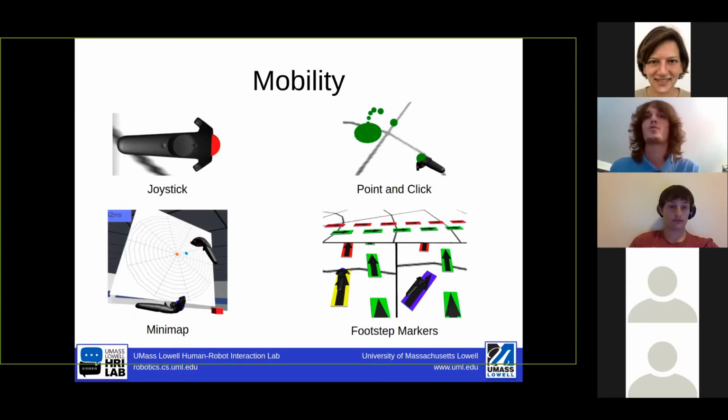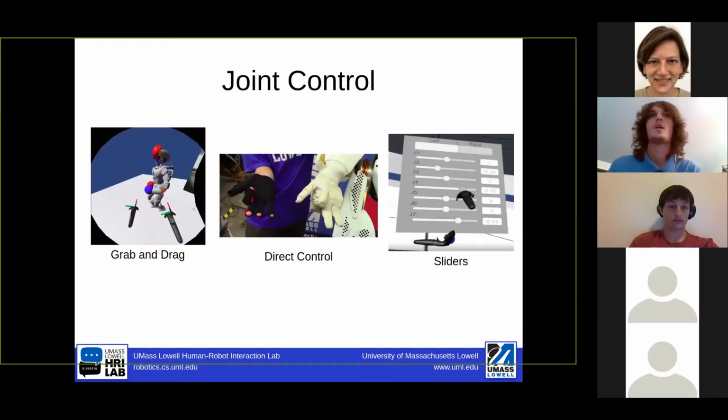In both of these control methods, footstep markers will be generated to show the operator the robot's planned path, and the operator has the option to modify the position and orientation of each footstep before they confirm the plan. It's also important that the operator has the ability to manipulate the robot's joints.